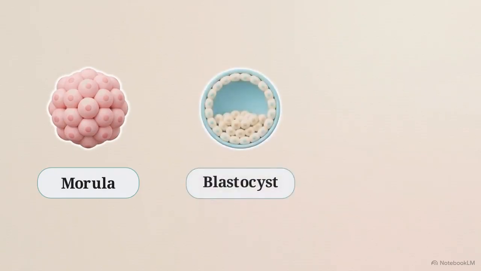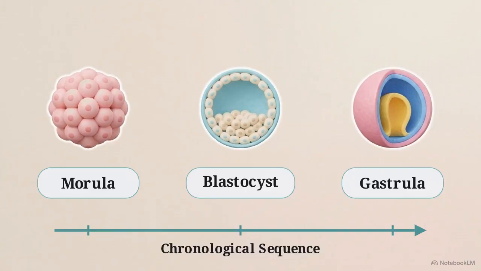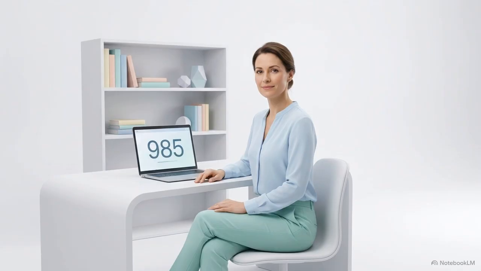From a single fertilized cell undergoing cleavage, to a hollowed-out blastula tapping into maternal resources, to a three-layered gastrula sorting out the body's entire architecture. Mastering this chronological sequence and the specific organ fates of the germ layers is the key to conquering this section of the MCAT.